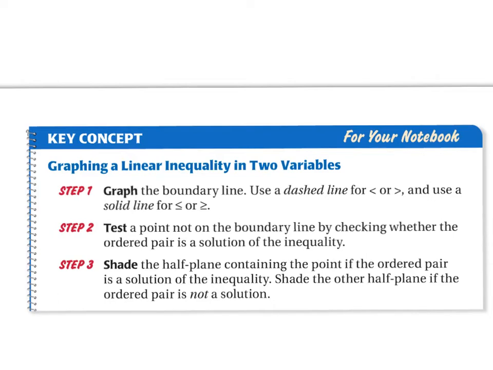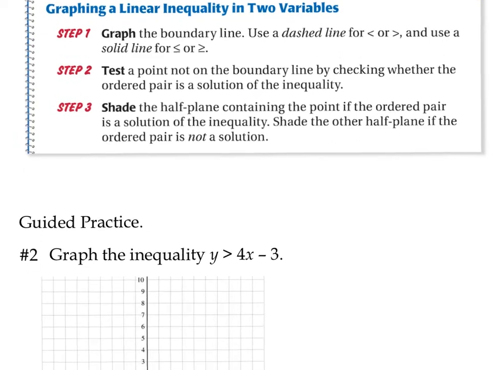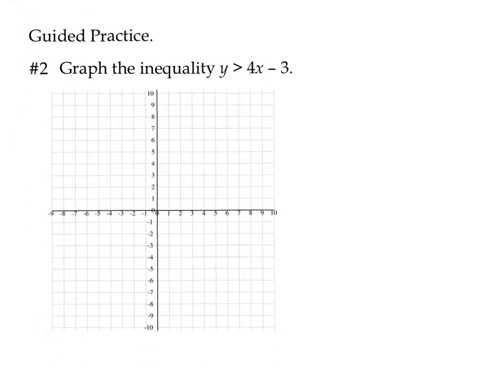If it is a solution, we shade everything that's on that side of the line. If it's not a solution, we go to the other side and we shade everything on the opposite side of the line from that point that we tested. You can pick any point you want to test. We're going to talk about ways to pick points that will be relatively easy to test. So graph the boundary line, test a point, and shade. Let's check it out here with this example.